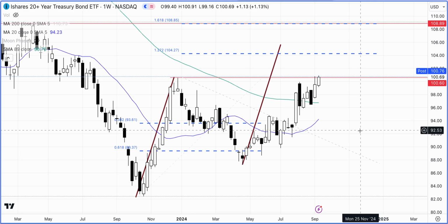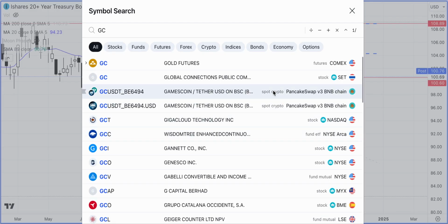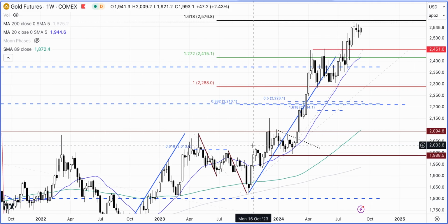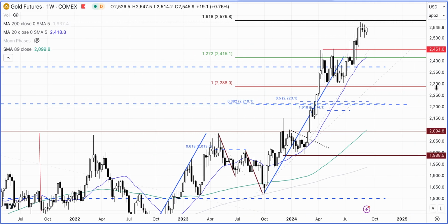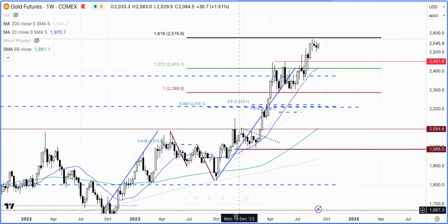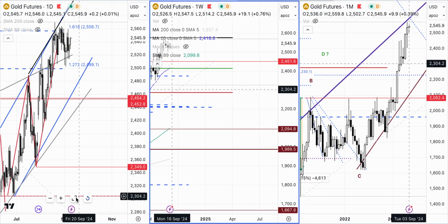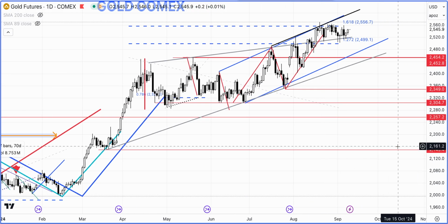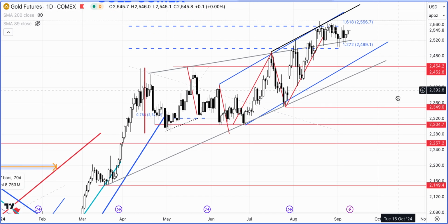Okay, now let's take a quick look at the gold market. I'm going to move down to, okay, so on the weekly chart you can see it's just range bound price behavior, but tomorrow's news could actually have quite a lot of price action in this market.